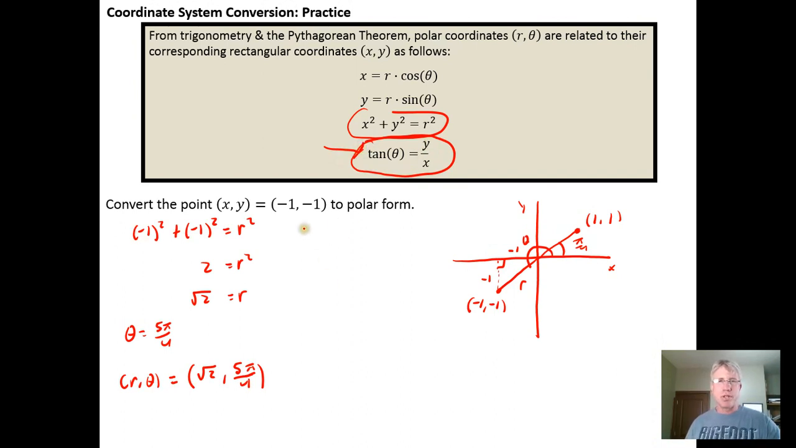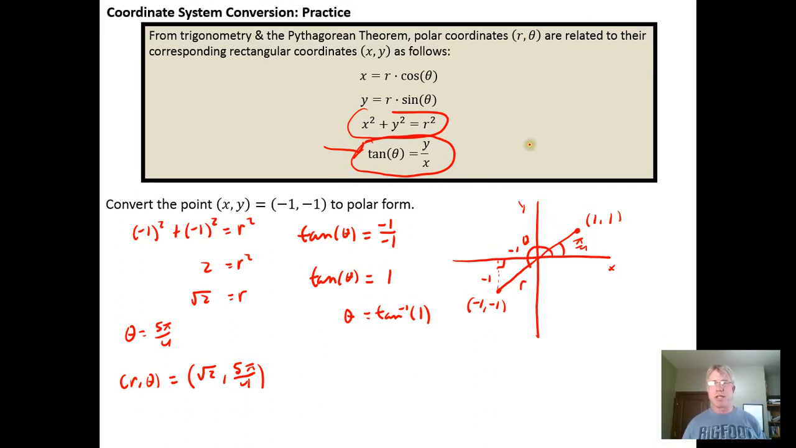So if we do this, we go tangent of theta equals y over x, we're going to get -1 over -1, which is going to equal +1. So the tangent of theta is +1. And then we would take the tangent inverse of both sides. So we would get theta equals the tangent inverse of 1. And the problem is the tangent inverse.